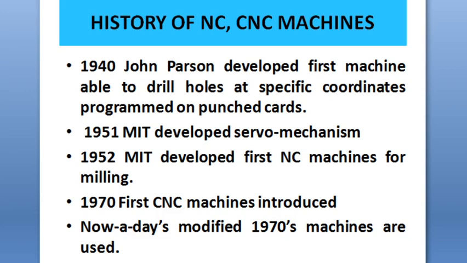It is a history of NC and CNC machines. In the 1940s, John Parsons developed the first machine which could be used for drilling operations at specific coordinates programmed on punched cards. In 1951, MIT developed a servo mechanism for individual axis control of a machine. In 1952, MIT developed the first NC machine for milling operations. In 1970, the first CNC machine was introduced in the industries. Nowadays, modified 70s machines are used in industries.